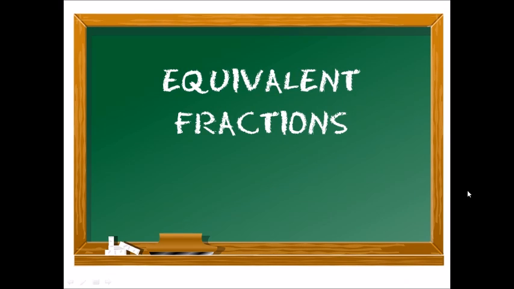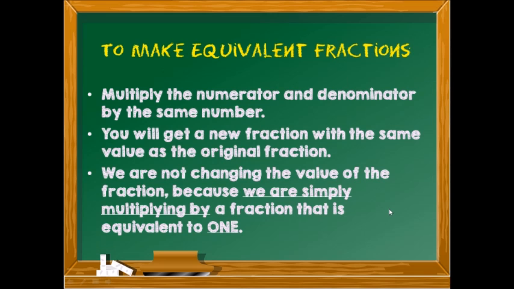In this video, we're going to learn equivalent fractions and how to find the lowest term of a fraction. So to make an equivalent fraction, you multiply the numerator and denominator by the same number, and you will get a new fraction with the same value as the original fraction.